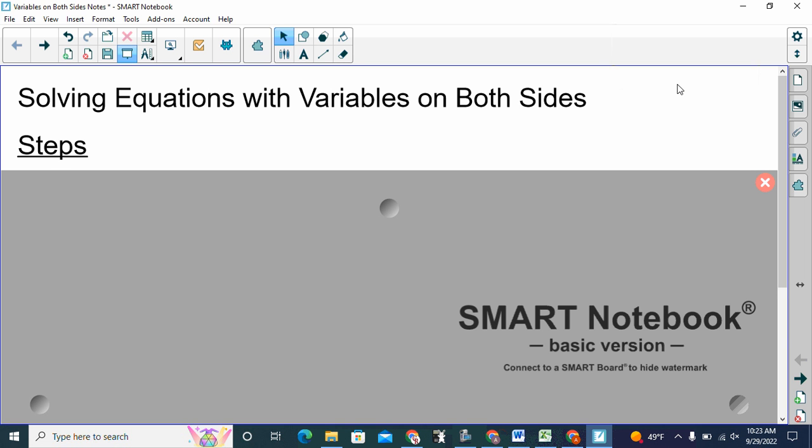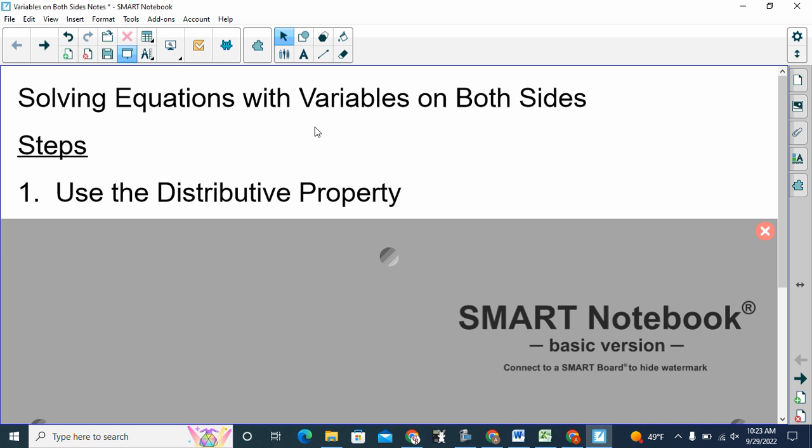Today's notes are on solving equations that have variables on both sides of the equal sign. Solving equations with variables on both sides. The steps that we are going to complete are similar to the steps that we worked with last time in solving multi-step equations. There's really just one more thing we need to take care of.